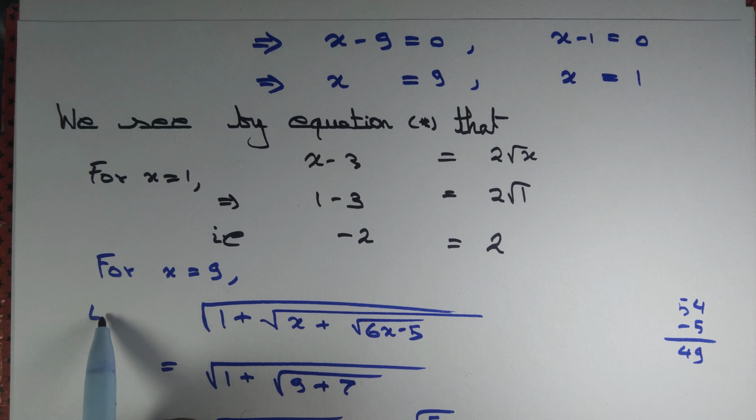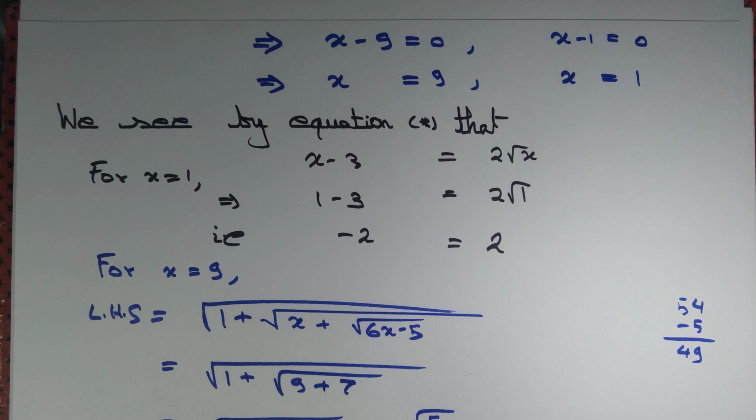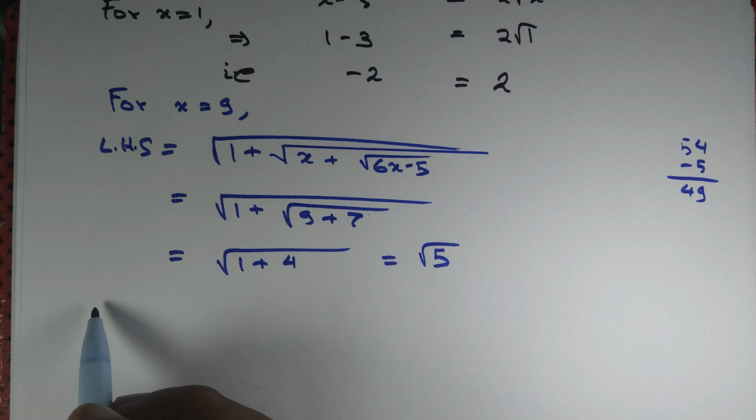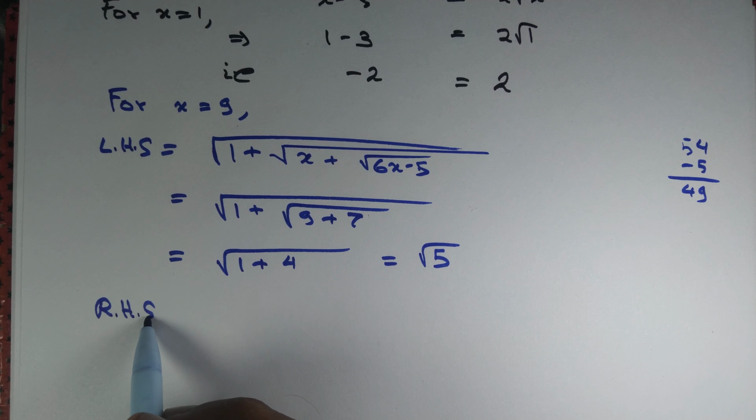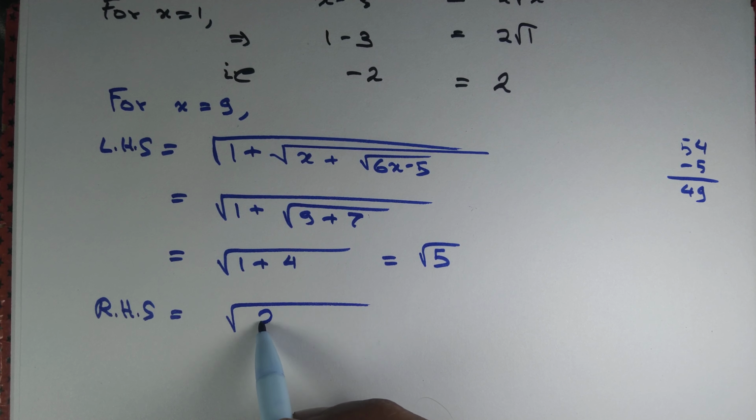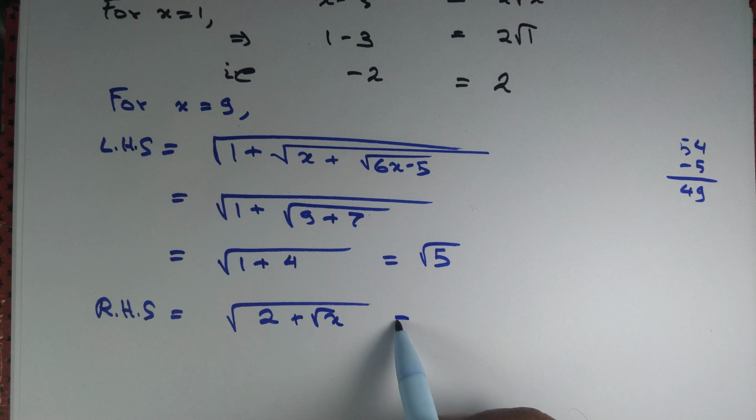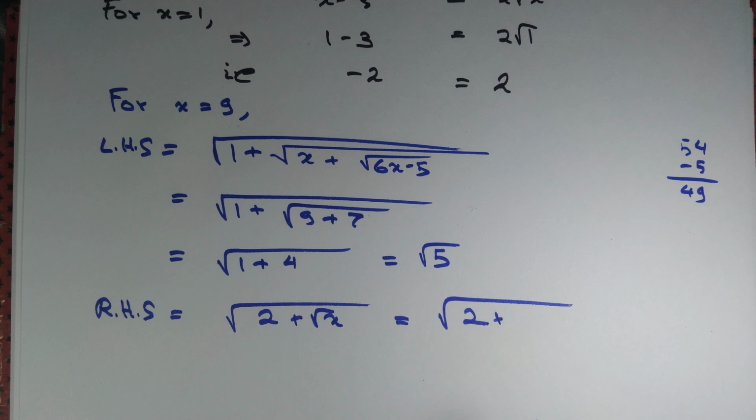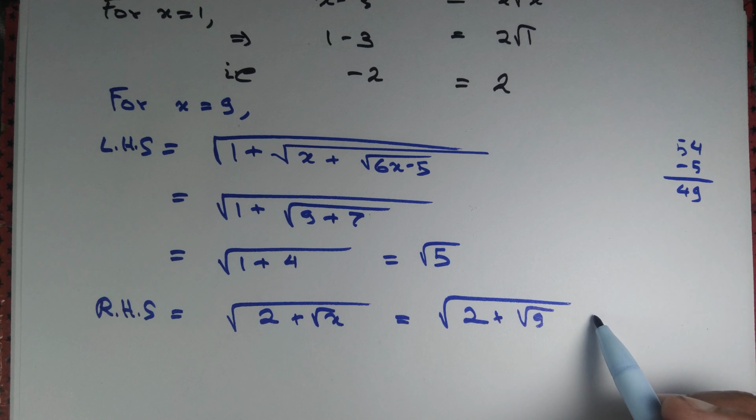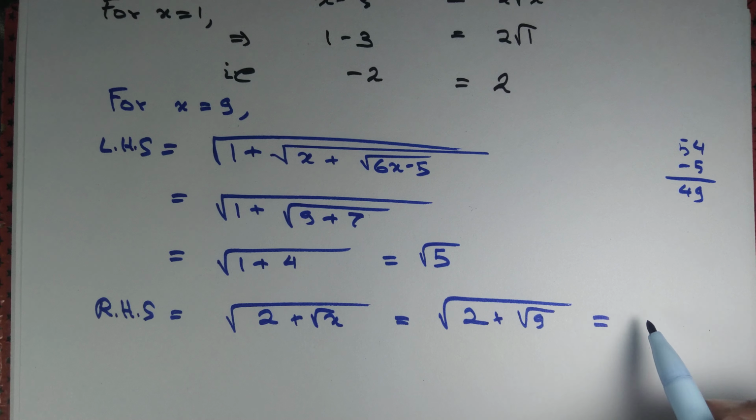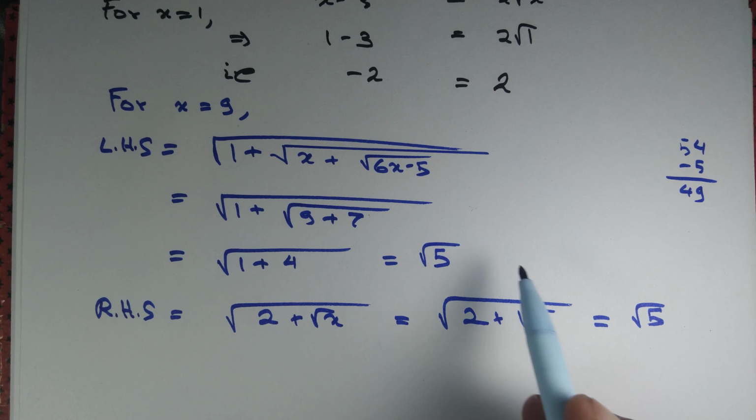Oh, that's your left hand side of the given expression. What about right hand side? Right hand side equal to square root of 2 plus root x. That's equal to square root of 2 plus root 9. Root 9 is 3 and 3 plus 2 is 5. Well done, those two are equal.